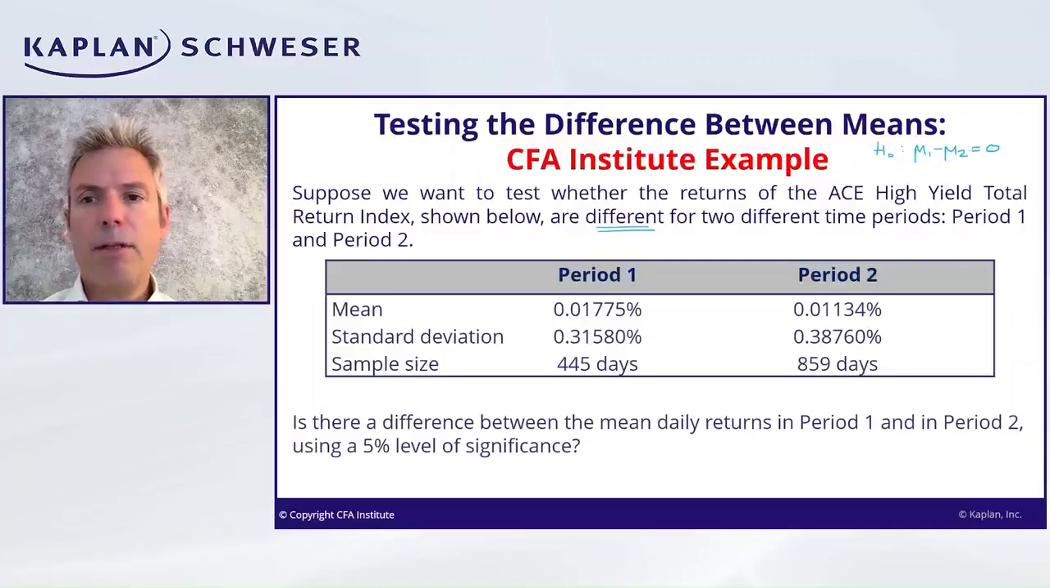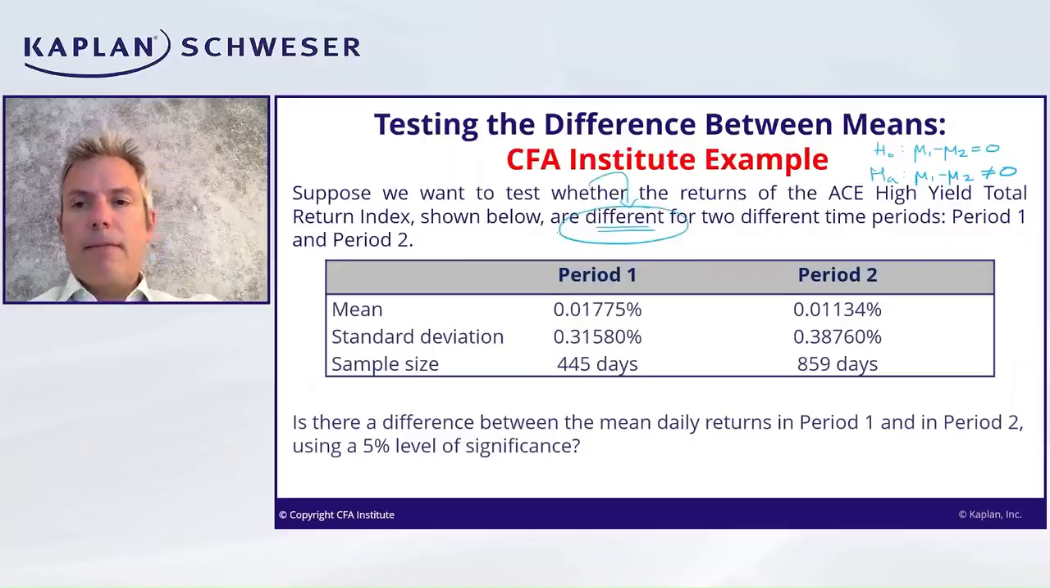So mu1 minus mu2 is 0 here. And then we reject that if we find evidence that they're different, that they're non-zero. So we're testing to find any evidence that these means are different. When they say returns, they mean mean return. Okay.